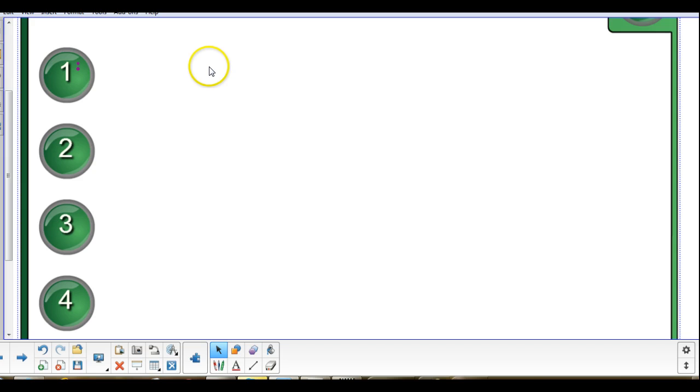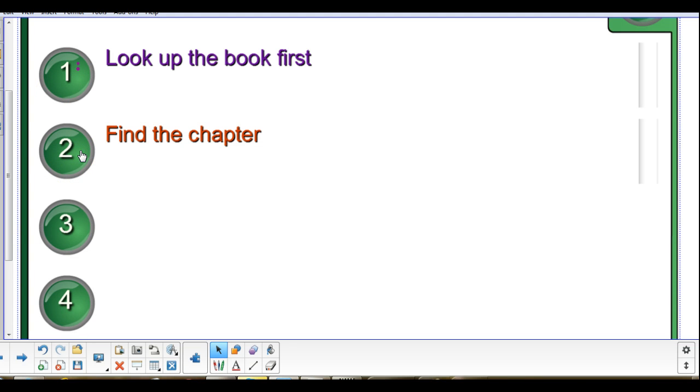Let's look at some notes. Note number 1. First, you look up the book. So if I said, I want you to find scripture in Leviticus chapter 12, the first thing you're going to do is you're going to look up Leviticus. Then you're going to find the chapter. Remember, that's the large number. Next thing, you're going to search for the verses, the small numbers.